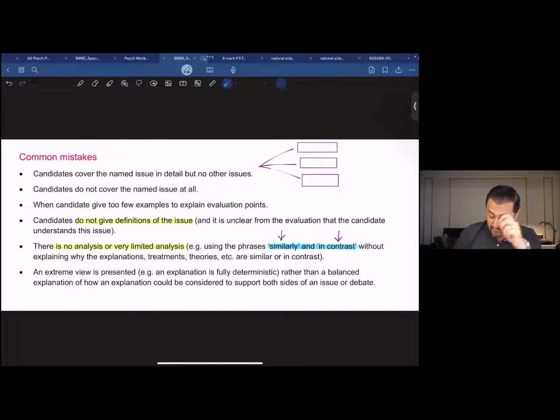Now, the examiner is trying to explain this to you when the examiner says using the phrases similarly and in contrast without explaining why, without explaining that particular point, would be considered a limited analysis, right? Take this to avoid doing that. The next point: an extreme view is presented.